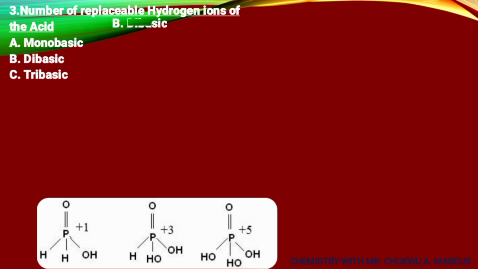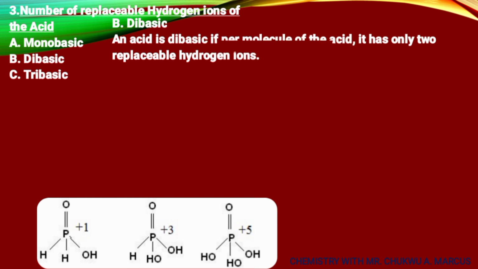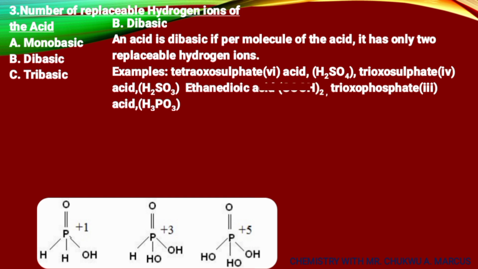So the next one is dibasic acid. What do we even mean by dibasic acid? Dibasic acid is a type of acid that has only two replaceable hydrogen per molecule of the acid. Examples of them include tetraoxosulfate 4 acid, trioxosulfate 4 acid, ethanedioic acid, and trioxophosphate 3 acid. Mind you, it has 3 hydrogen, yet the only replaceable hydrogen there is 2, as you can see in the middle of this my diagram that you are seeing here.